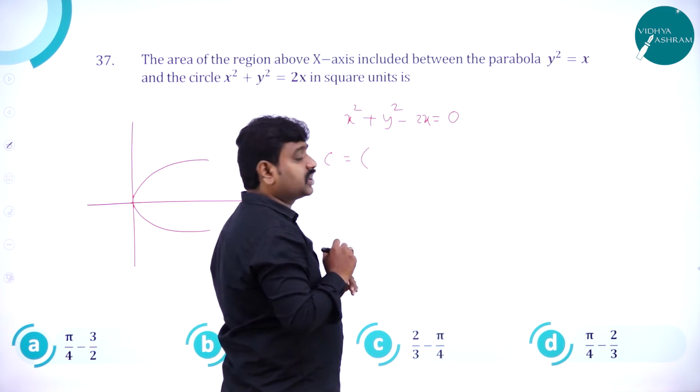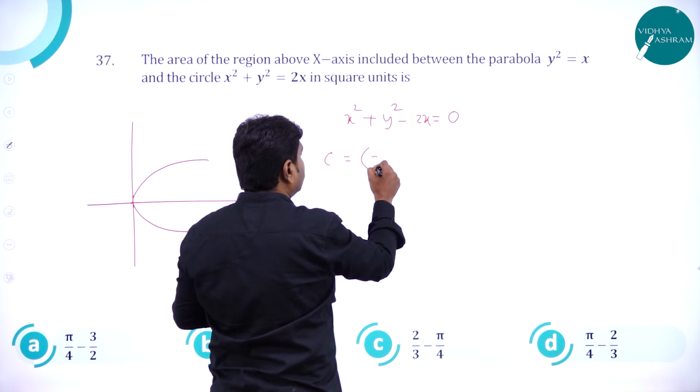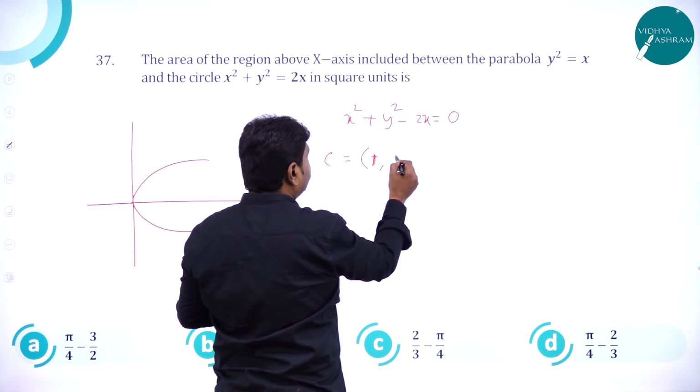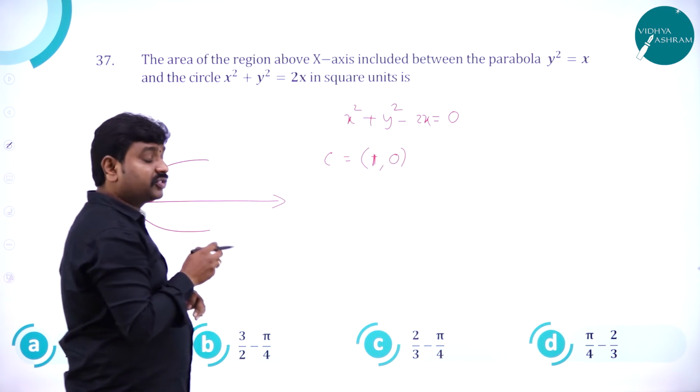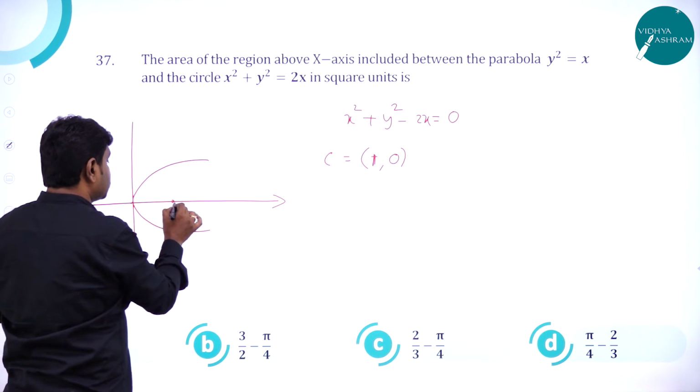In one step I can write, center is minus of minus 1, which is 1, comma f is not there, so 1 comma 0 is the center of the circle. Means the center of the circle lies on the x-axis. This is the center.